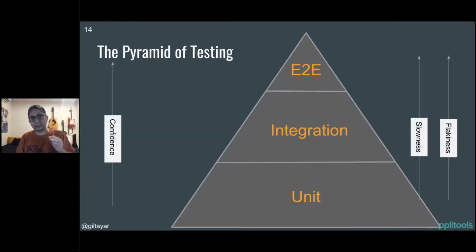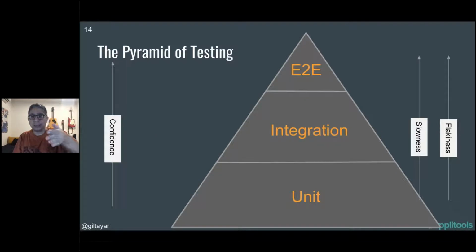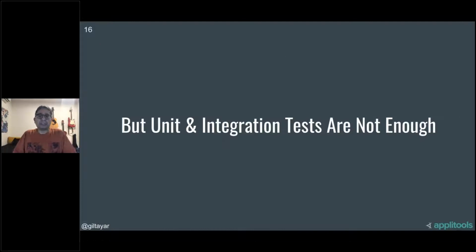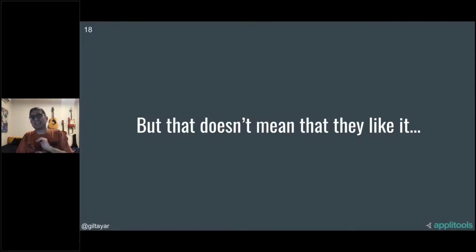And developers are not very enamored with end-to-end tests. They prefer unit and integration. And why is that? Because they want to commit and push their change to Git master, and they want to test that everything works. If they had this whole suite of end-to-end tests, it would take like 10, 15, 20 minutes. They don't want to wait that long. So they want unit and integration tests that run fast. Unfortunately, unit and integration tests are not enough. Developers must also test the product as a whole. That does not mean that they like it.